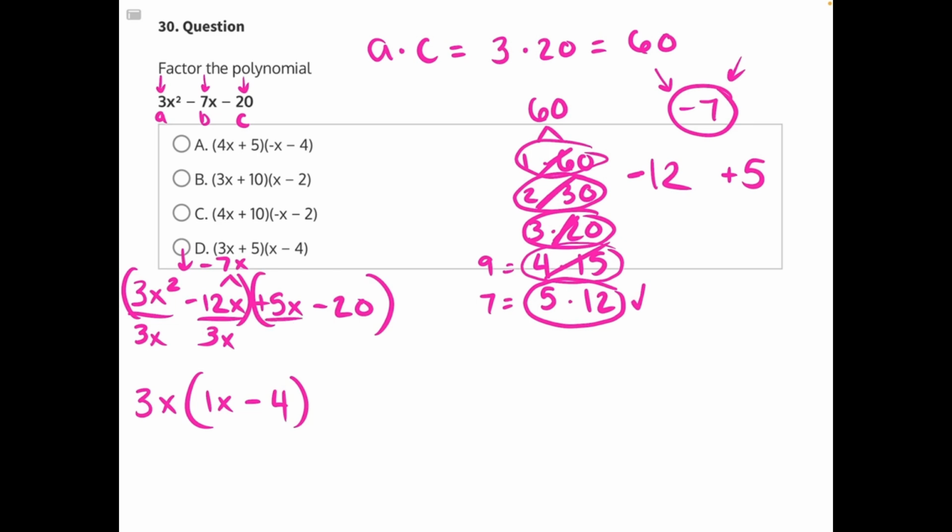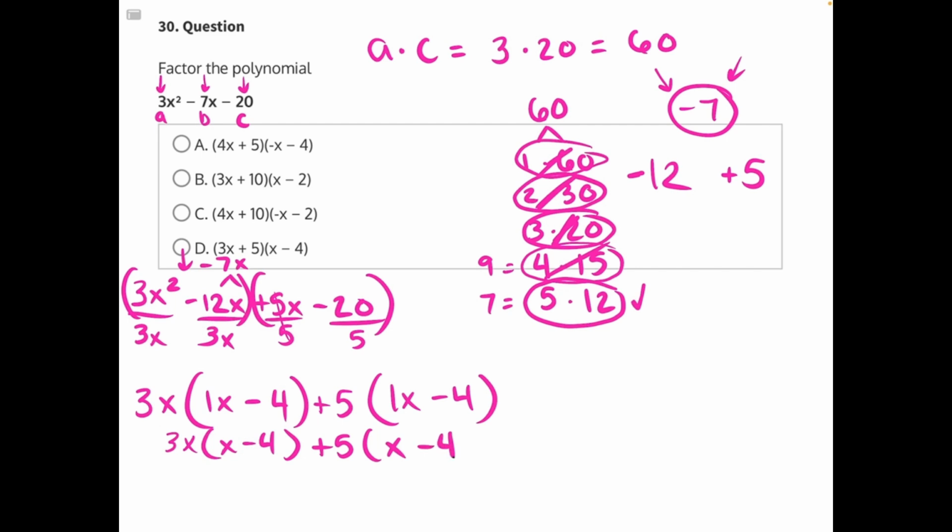Then over here, our greatest common factor in this binomial is 5. So we're pulling out a +5. What's left over, 5 divided by 5 is just 1, x, minus 20 divided by 5, which is 4. And we can rewrite this if we'd like, 3x, x minus 4, instead of 1x is just x. Anything times 1 is just itself.